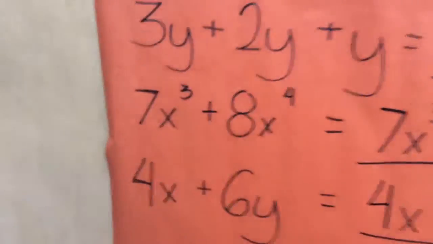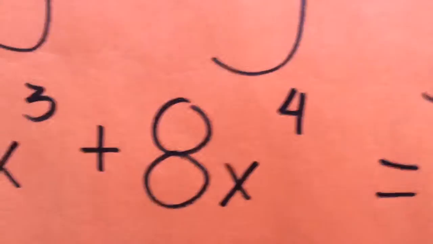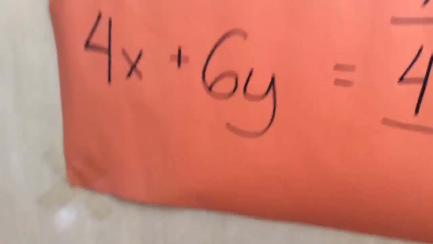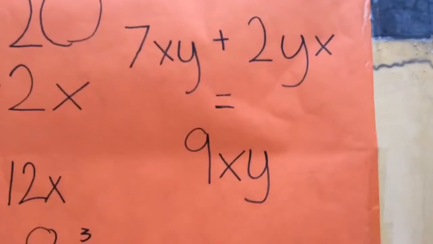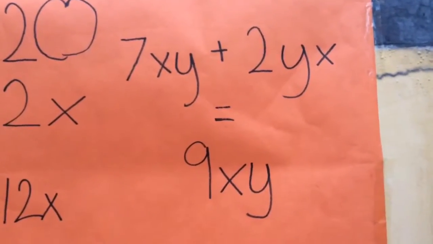If the terms have a different variable or exponent, you cannot add them. Instead, just copy the expression. Last example, 7xy plus 2yx is equal to 9xy. Even if the variables are rearranged, you can still add them.